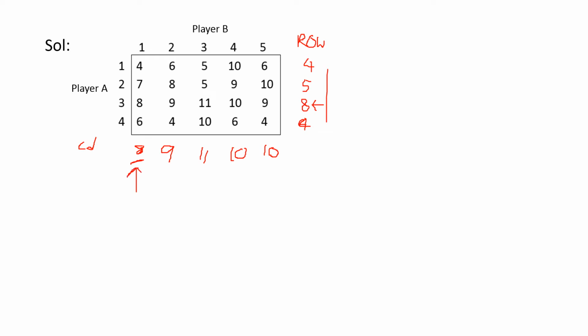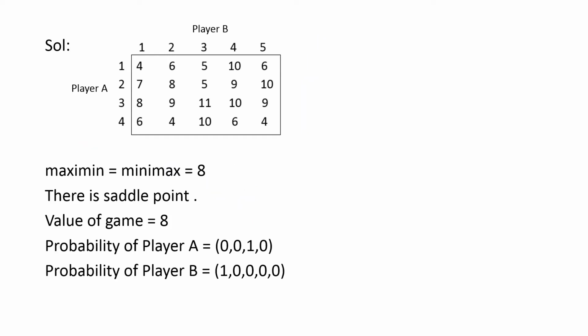So what's the next step? You have to compare the maximin value with the minimax value. The maximin value is 8 and the minimax value is also 8. So the maximin value is equal to the minimax value, and that is equal to 8. Therefore, this is a pure strategy game and we can write that the value of the game is 8.